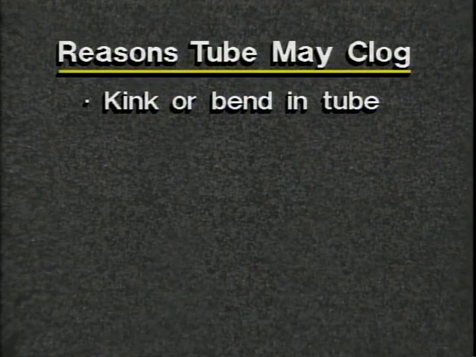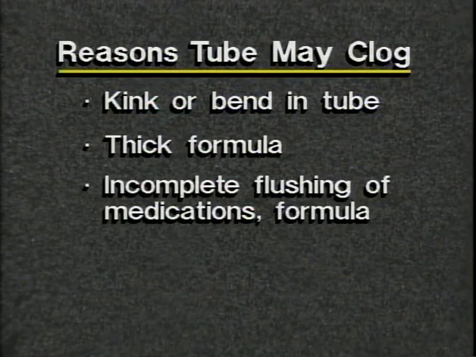The feeding pump has an alarm that may sound when the feeding tube becomes clogged. The tube may clog for many reasons: a kink or bend in the tube, formula that is too thick, or medications or formula that have not been flushed through completely. Medications can contribute to this problem because they are very sticky and thick. The nurse or caregiver may have to irrigate the tube. If the obstruction cannot be removed, a new tube must be inserted. Blockage of the feeding tube can be prevented if the caregiver flushes the tubing after each feeding.